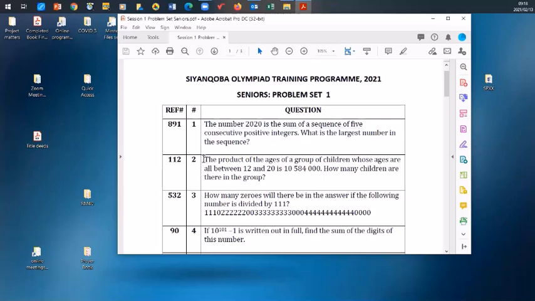Okay. The second problem, for the purpose of the recording, we can regard this as the first problem, is the following.